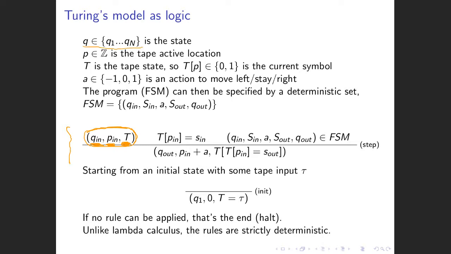So Q is a state, and remember there are a finite number of states, so it goes from 1 to n, where n is an upper limit. Remember P is an integer. It can be either positive or negative, and it's unlimited because you can go in either direction. And let's use this notation. Let's think of the tape as if it's an array. So we'll say the pth location on tape T is a Boolean. It's either 0 or 1.